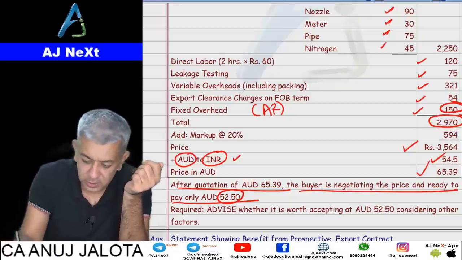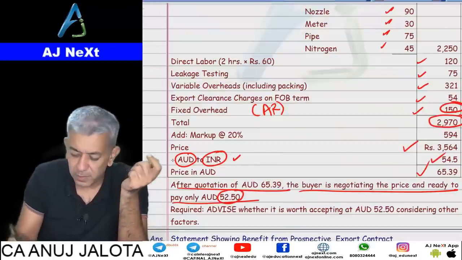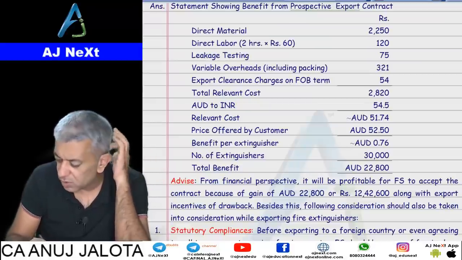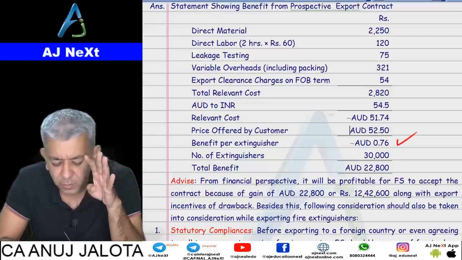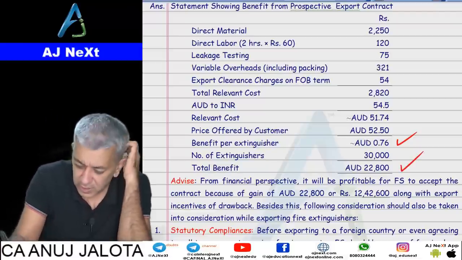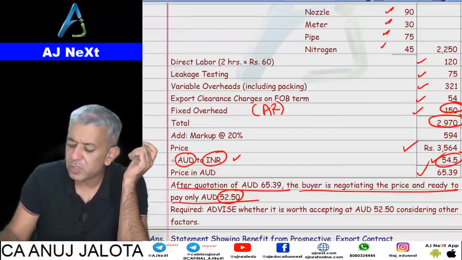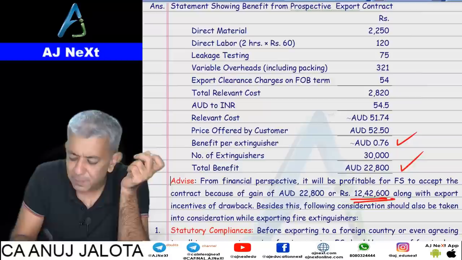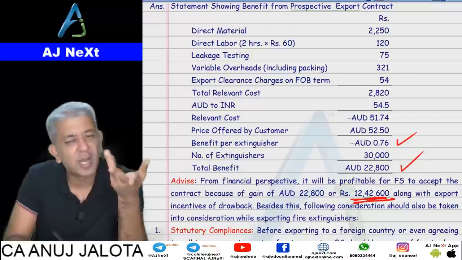Into 30,000. Yeah, into 30,000. So this will be your answer. It comes to 22,706. Okay, I think these guys have rounded it off to 0.76. So therefore it comes to this much, and that will be the total profit. You can convert it into Indian rupees by multiplying by 54.5. Once you do that, it will give you the Indian rupees. If you take the exact figure, it might come to 1237500. Else you can write the answer that ICAI has written.